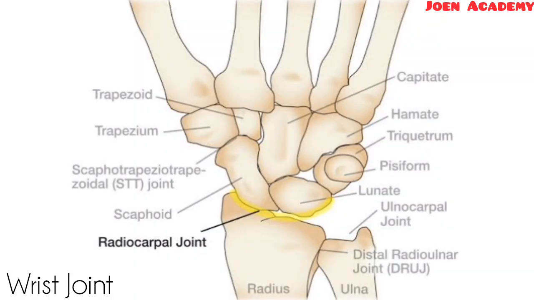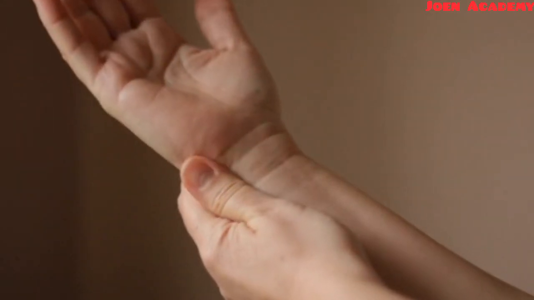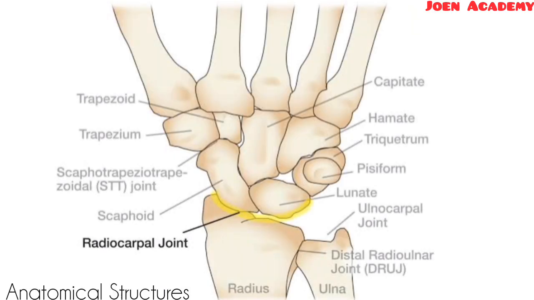Like we stated, the wrist joint is an articulation between the radius and the carpal bones of the hand. It is a condyloid-type synovial joint, which marks the area of transition between the forearm and the hand. Let's have a look at the anatomical structures of this joint.